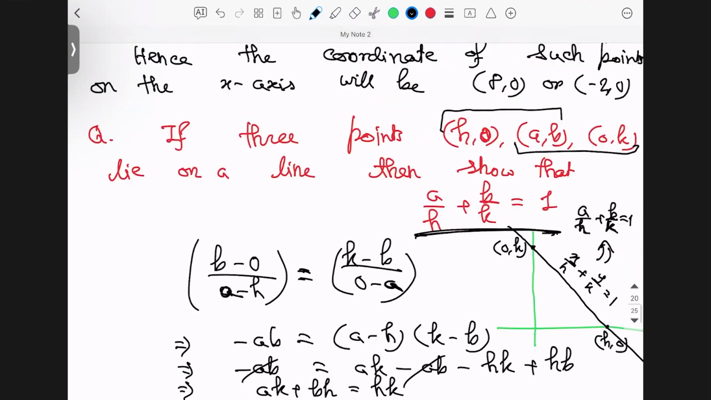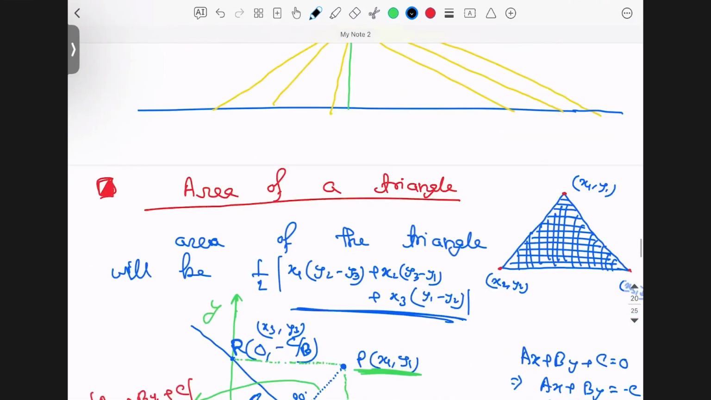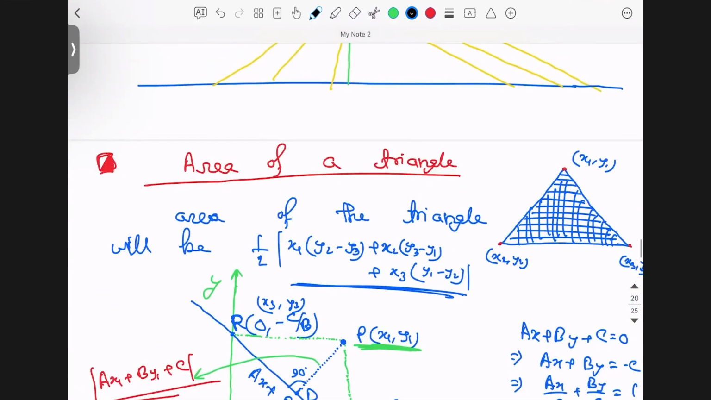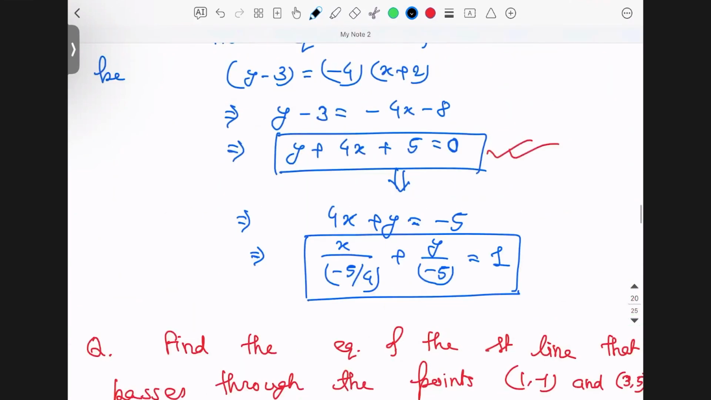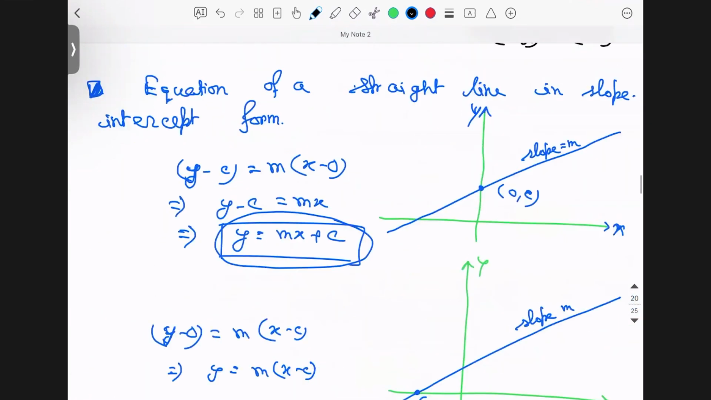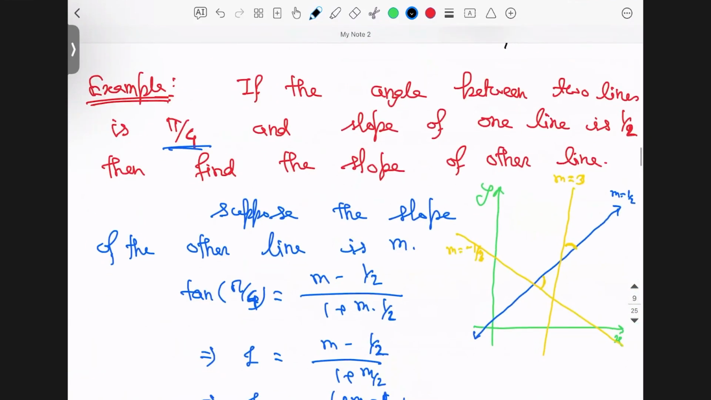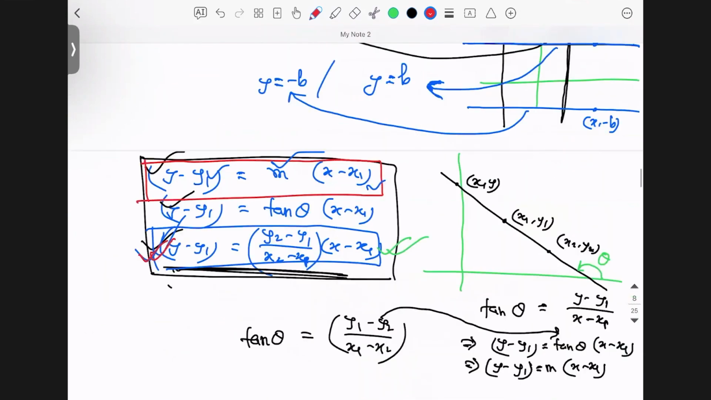Now, in the last class, we discussed the angle between two straight lines. Yes. So here we have used how you can define the angle between two straight lines. So let us do one simple example regarding this concept.